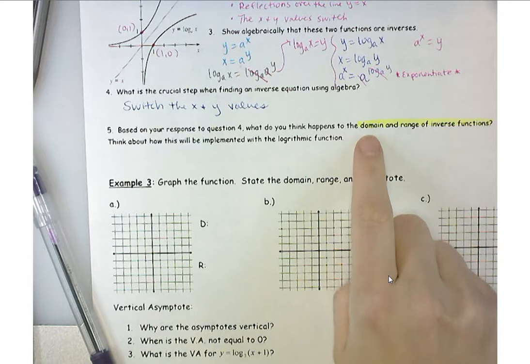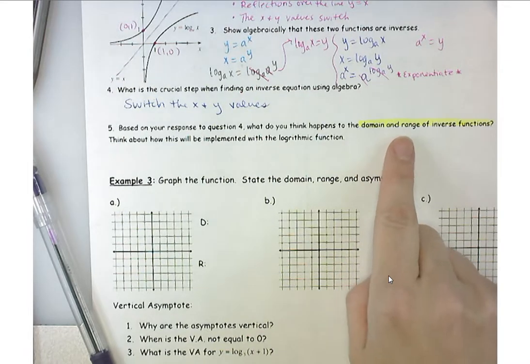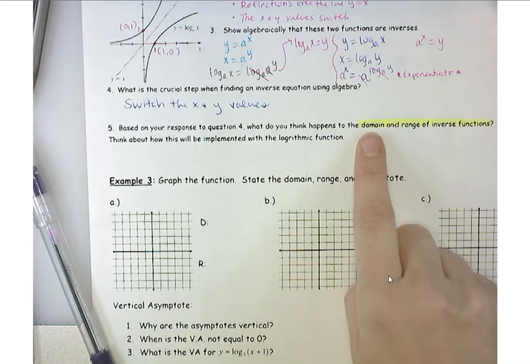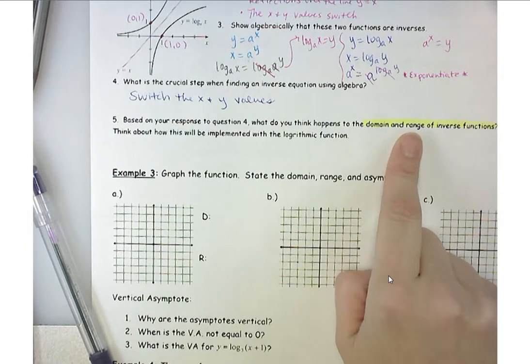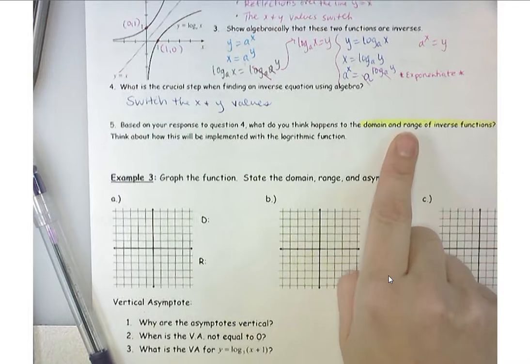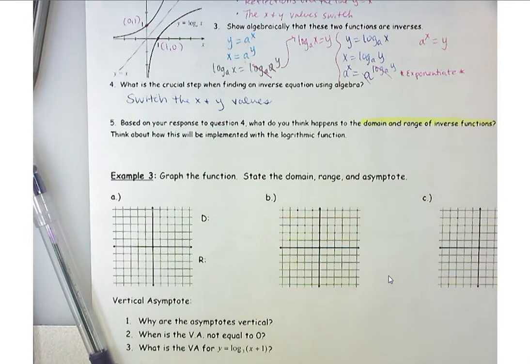Jonathan, how would we define the domain, just in general, for any function? The domain is the set of possible x values. The range is the set of possible y values. So if the domain goes with the x and the range goes with the y's, but the inverses switch the x and y's, what happens? Yeah, the domain and range are going to switch in inverse functions.